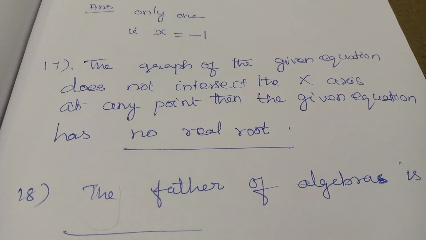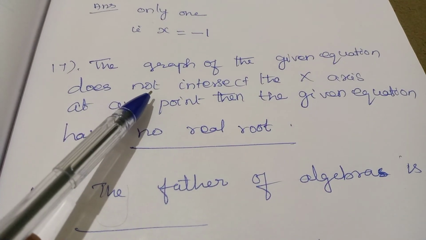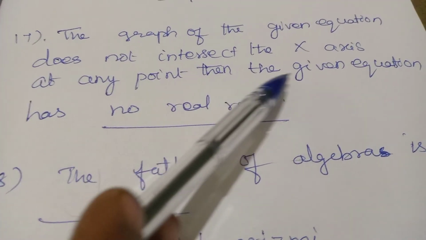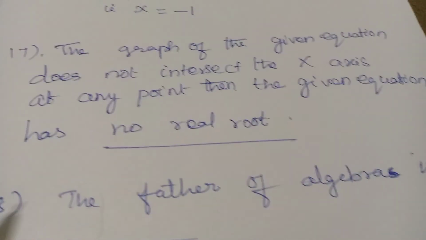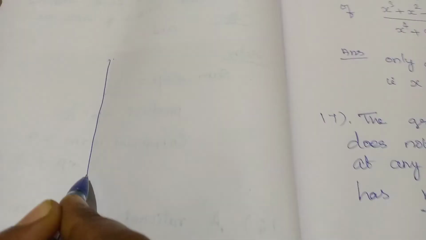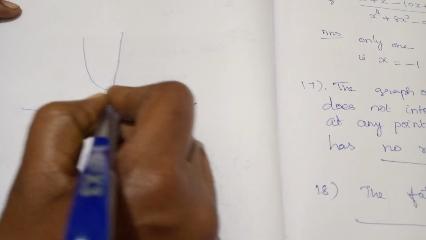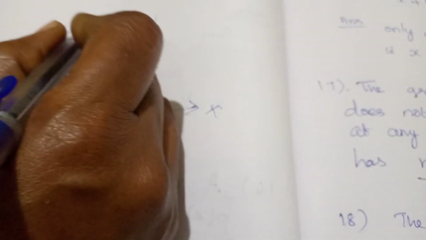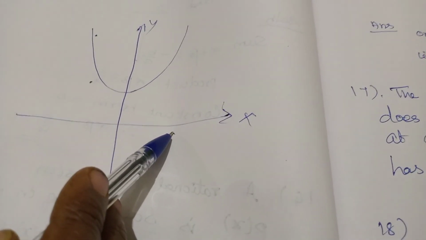Question number 17. If the graph of the given equation does not intersect the x-axis at any point, then the given equation has dash: no real root. Did you understand this? By this example you can understand. Let us consider this graph. It is the y-axis, it is the x-axis. Let's imagine this is the graph, this is a parabola, and it does not intersect the x-axis. So the solution is no real root.